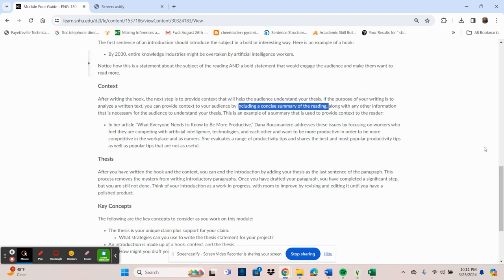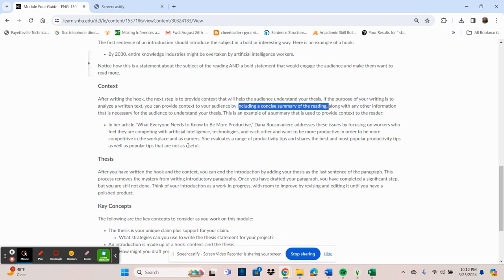Please, please, please remember summaries should be short. I do not need a one-page summary. We can summarize in a couple of sentences, okay? It should usually be no more than 20% the length of the original text anyway. So it says, along with other information that is necessary for the audience to understand your thesis. This is an example of a summary that is used to provide context to the reader. So this is the same article that's discussed in all of the exemplars that have been provided for you. It makes me want to read this article actually.